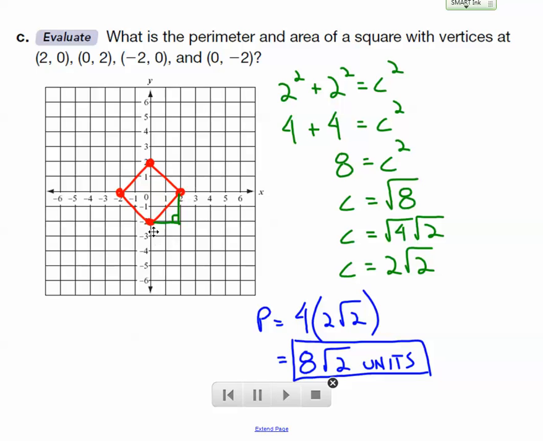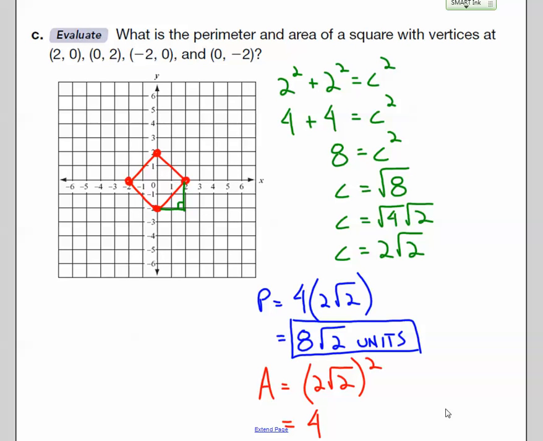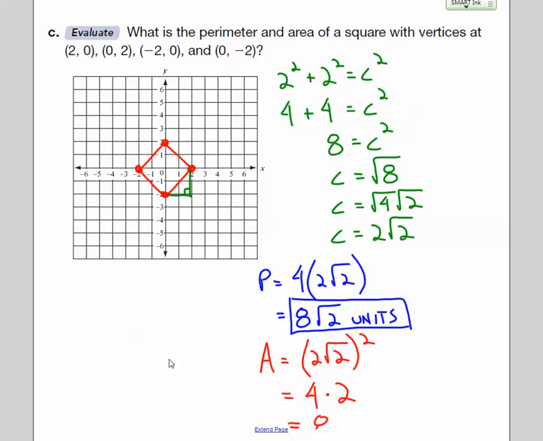Area is actually a little bit easier. It is a square, so the base and height are both the same thing. So I'll do base 2 times the square root of 2 and height 2 times the square root of 2, which is 2 times the square root of 2 squared. Okay, 2 squared is 4. That's where the 4 came from.